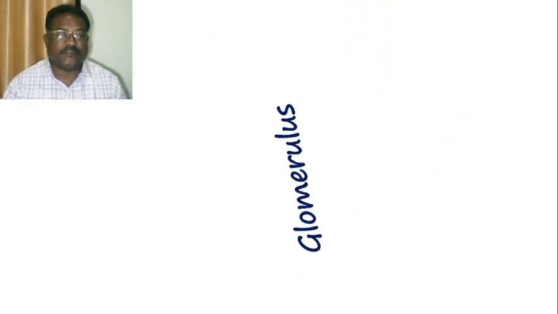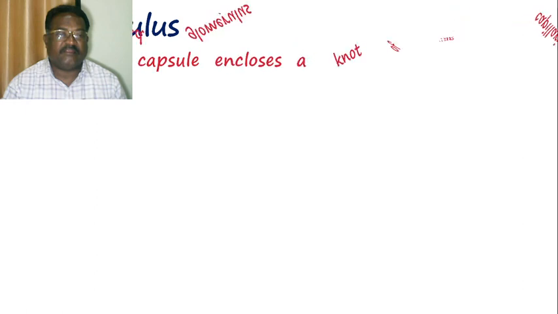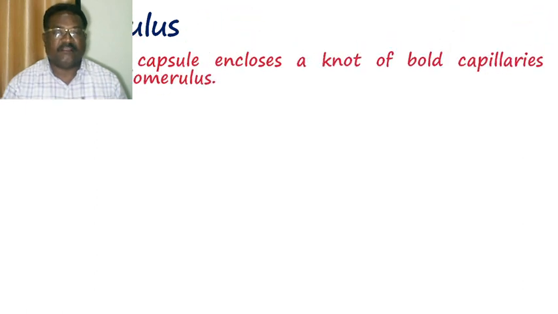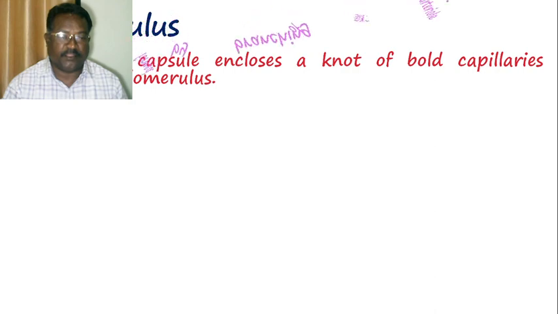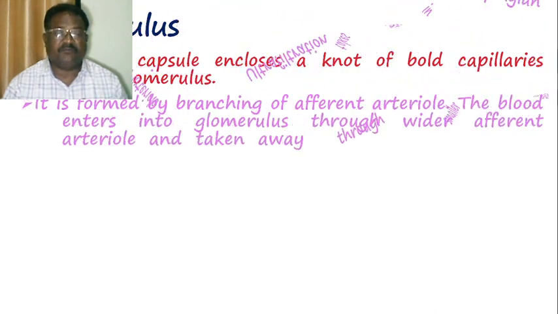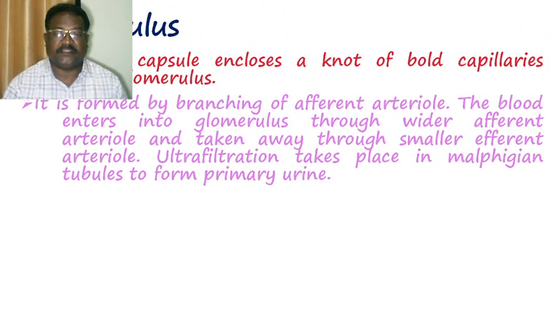Next is the glomerulus. The glomerulus is a knob-like structure, a network of blood capillaries. It is formed by the branching of arterioles, that is the afferent and efferent arterioles. Ultrafiltration takes place in the Malpighian body to form the primary urine.